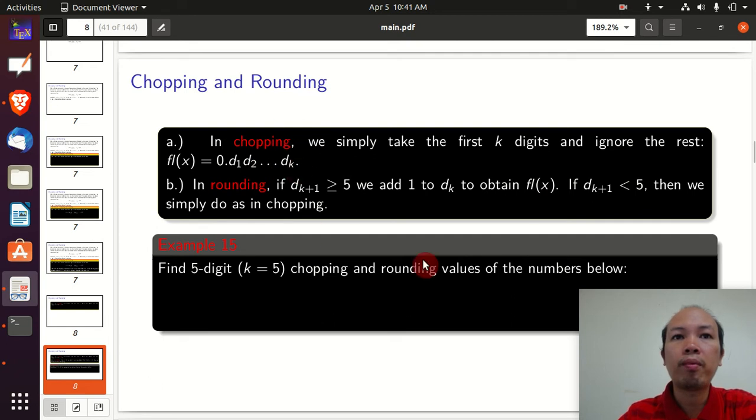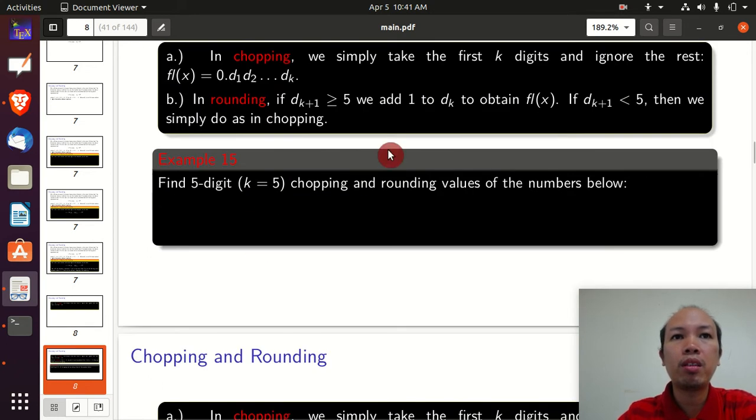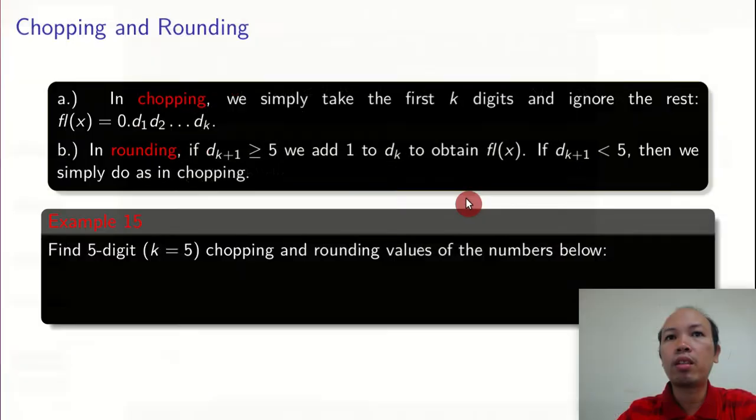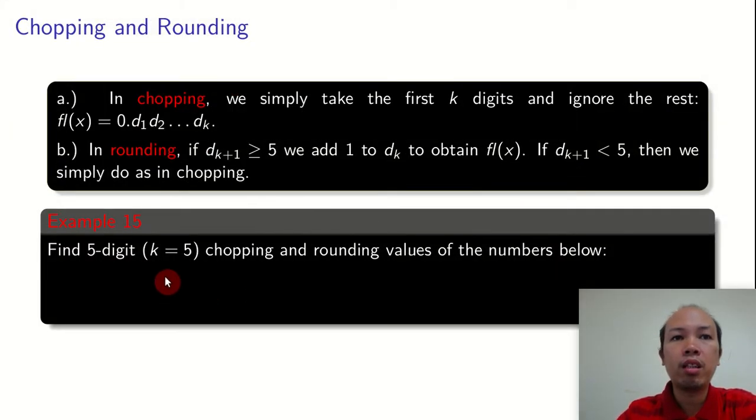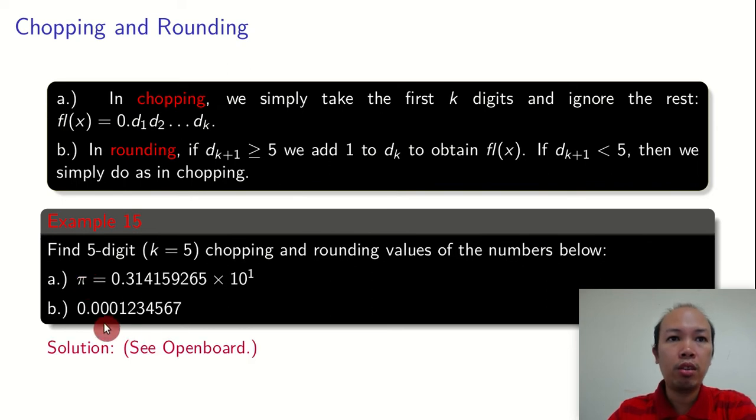So for example, find the 5-digit or significant digit chopping and rounding values of the numbers. Letter A, your pi, and letter B is this one here, 0.001234567. We will solve this on the whiteboard later. Let's have a comment here first before I show you the solution.